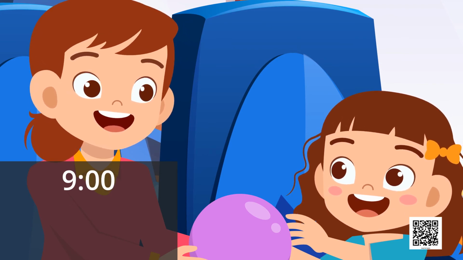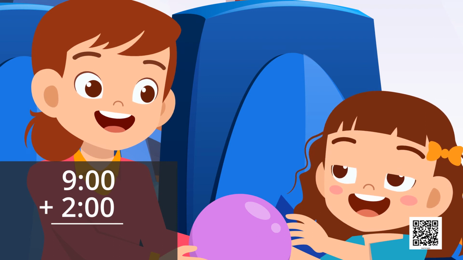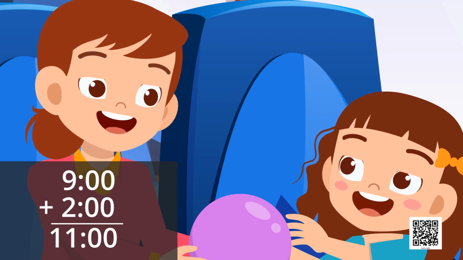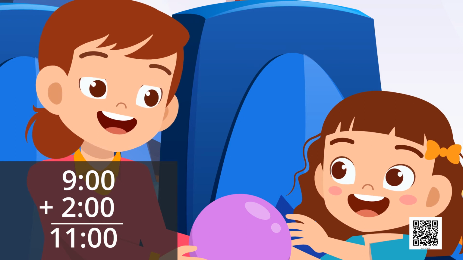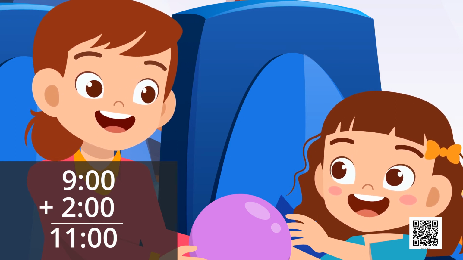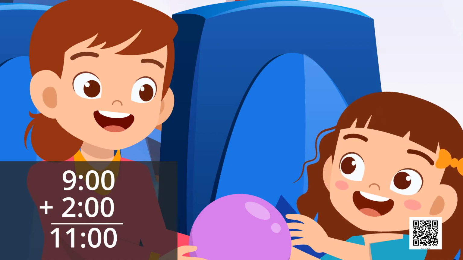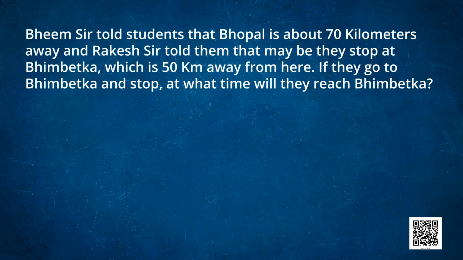9 plus 2, that makes 11. So most probably they will reach Bhopal by 11 a.m. Bhim sir told students that Bhopal is about 70 kilometers away, and Rakesh sir told them that maybe they stop at Bhimbetka, which is 50 kilometers away from here.